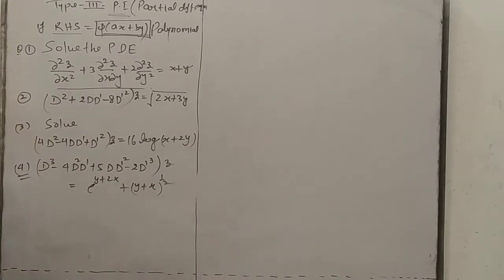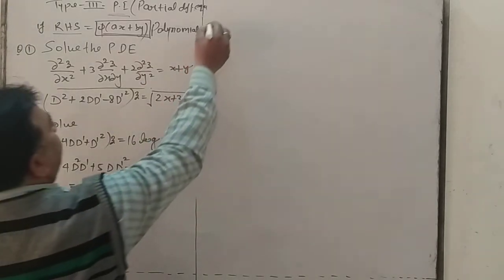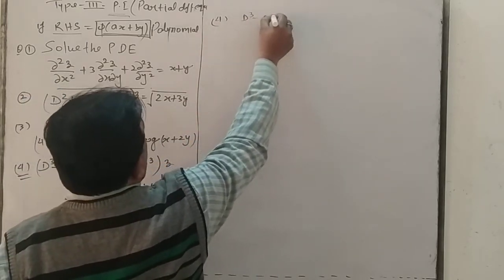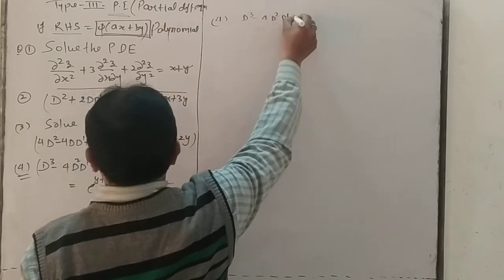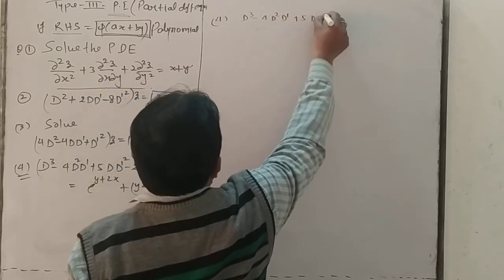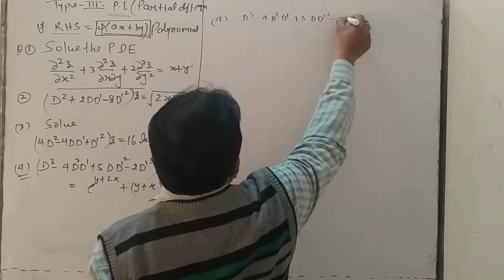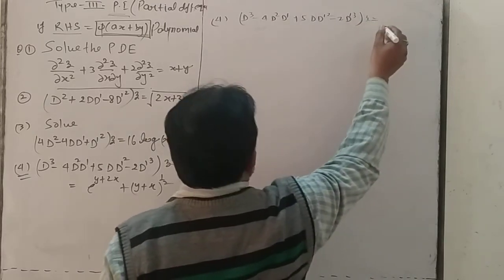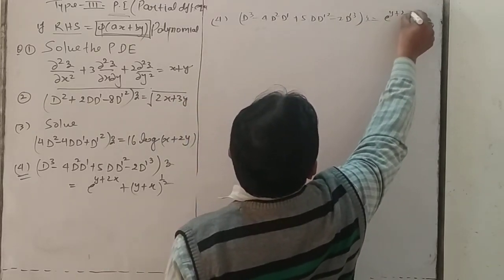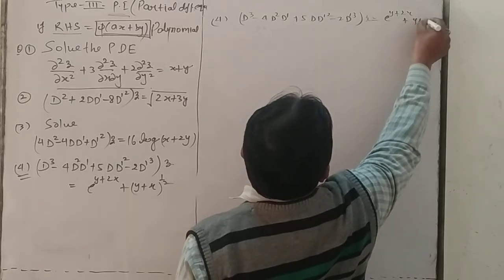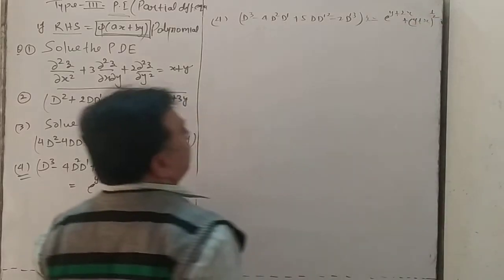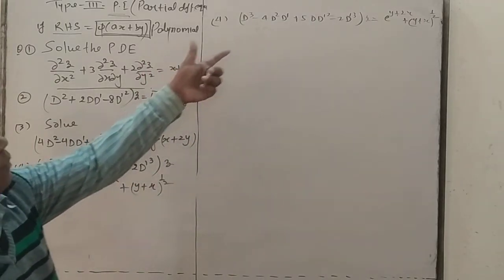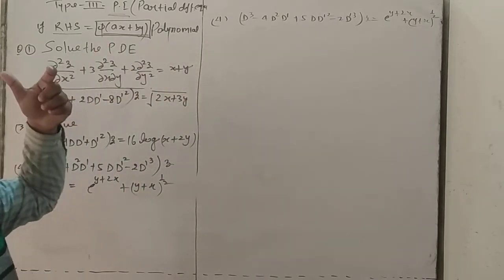And the last question, question number 4: (D³ minus 4D²D' plus 5DD'² minus 2D'³)z equals e^(y+2x) plus y plus x^(1/2). You find the CF of this partial differential equation yourself. We only discuss the PI.